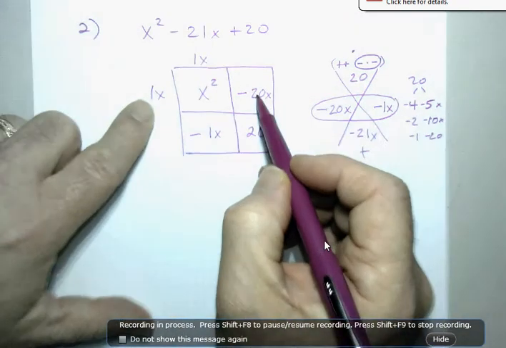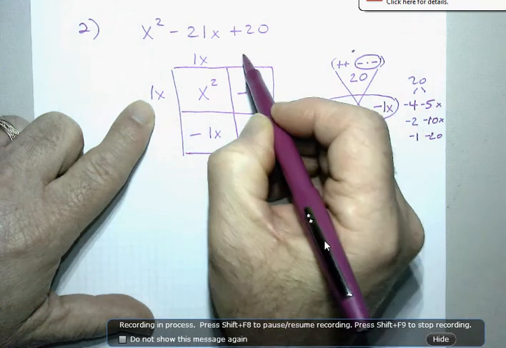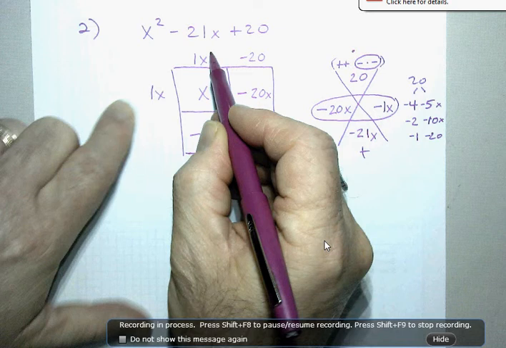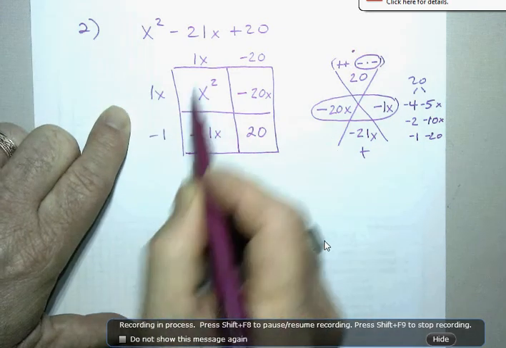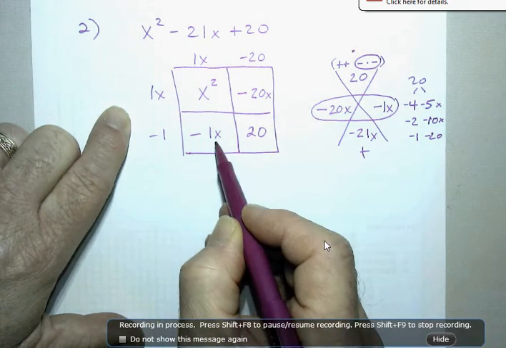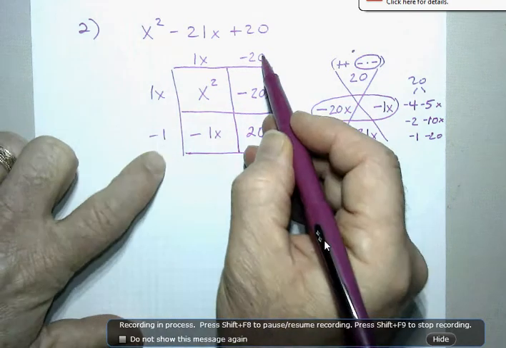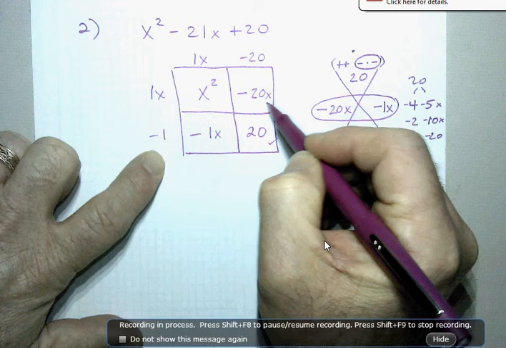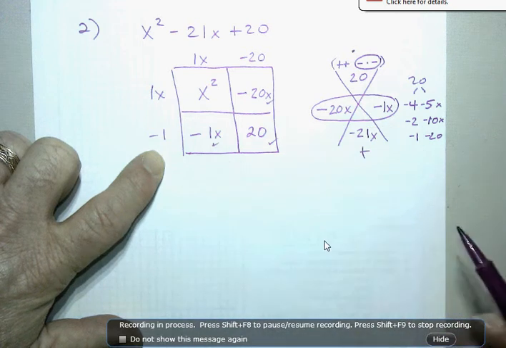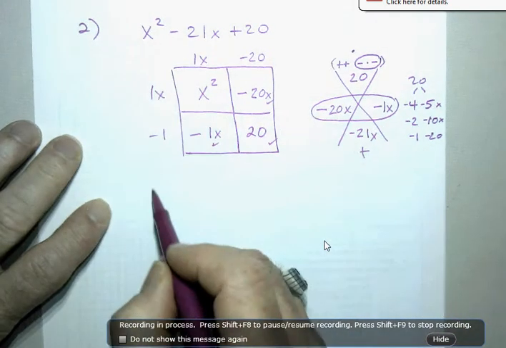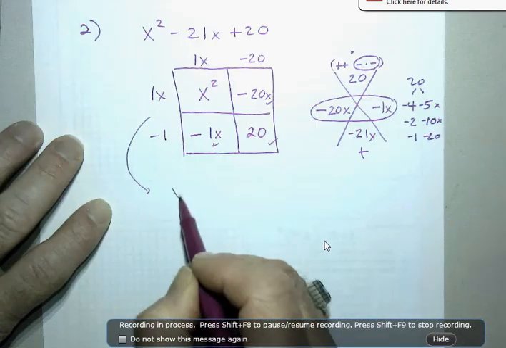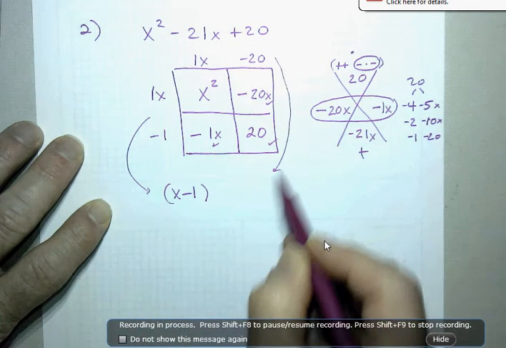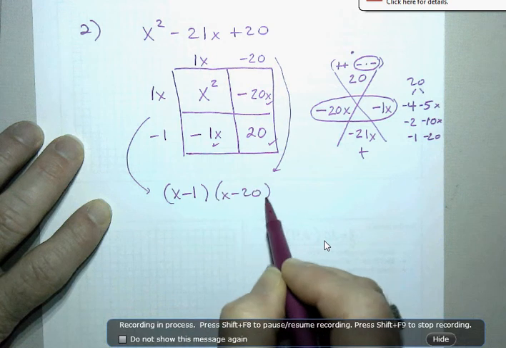So when I do that, that must mean I put negative 20 here, because that times that is negative 20. And here, 1x times negative 1 is negative 1x. And negative 20 times negative 1 is 20. So that all checks out in my boxes. So my factors are x minus 1 and x minus 20.